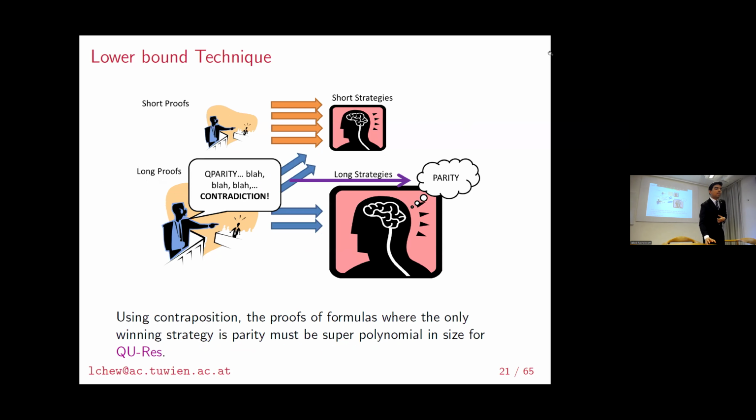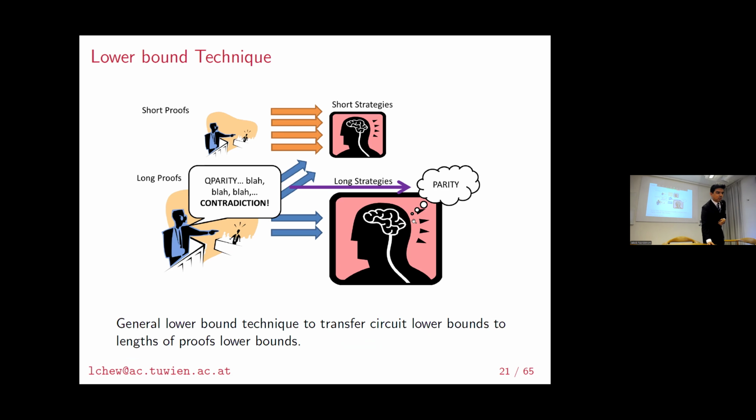In fact, parity requires exponential size circuits in bounded depth formulas. Therefore, Q parity has an exponential size lower bound for QU resolution. And this is actually a general technique that can transfer circuit lower bounds into proof lower bounds for QBFs.